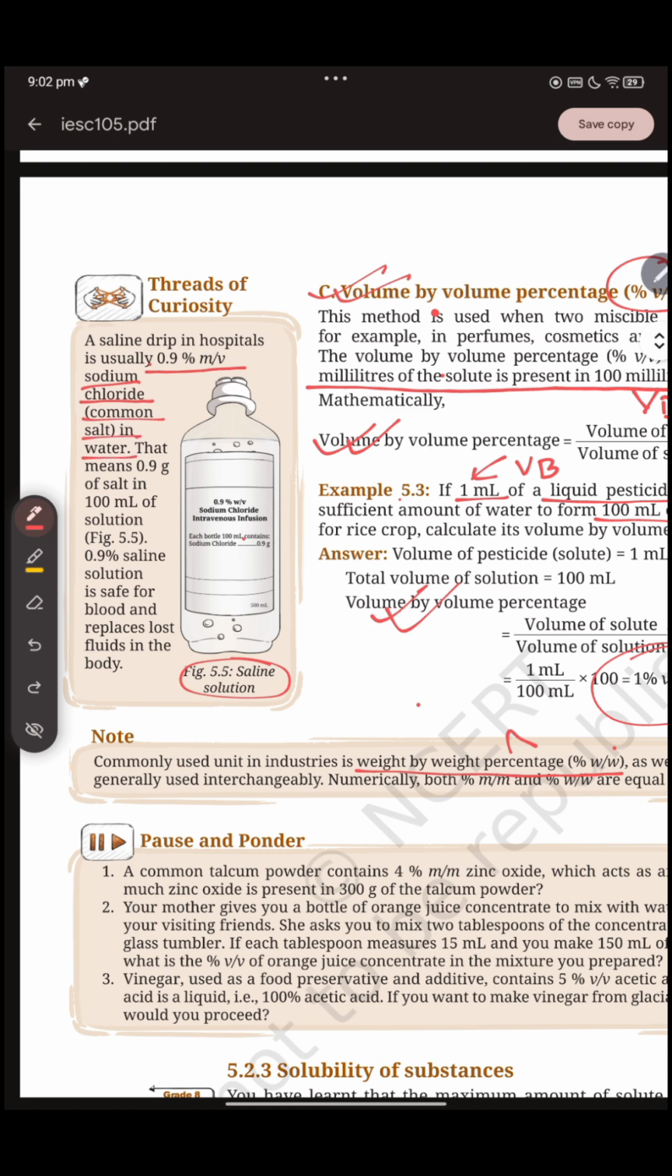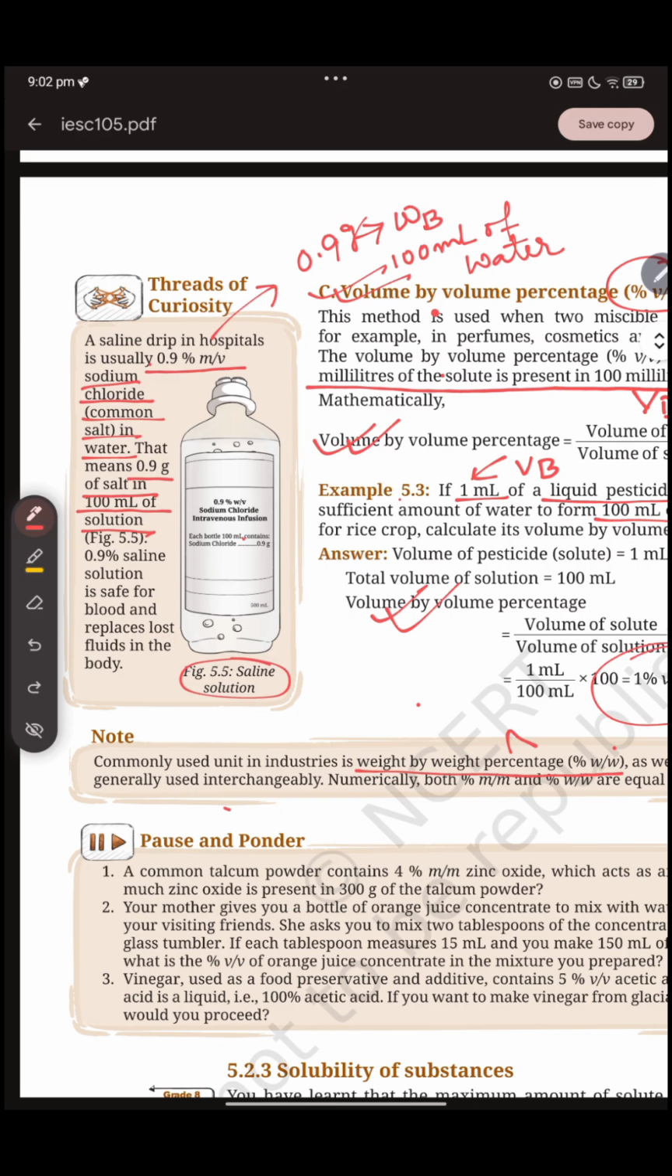M by V, 0.9%. What does it mean? This means that 0.9 parts by mass of the solute, which is sodium chloride, is taken in 100 ml of water. So 0.9 gram, I can say. This is called mass by volume. That is, 0.9 gram of salt is taken in 100 gram of the solution.